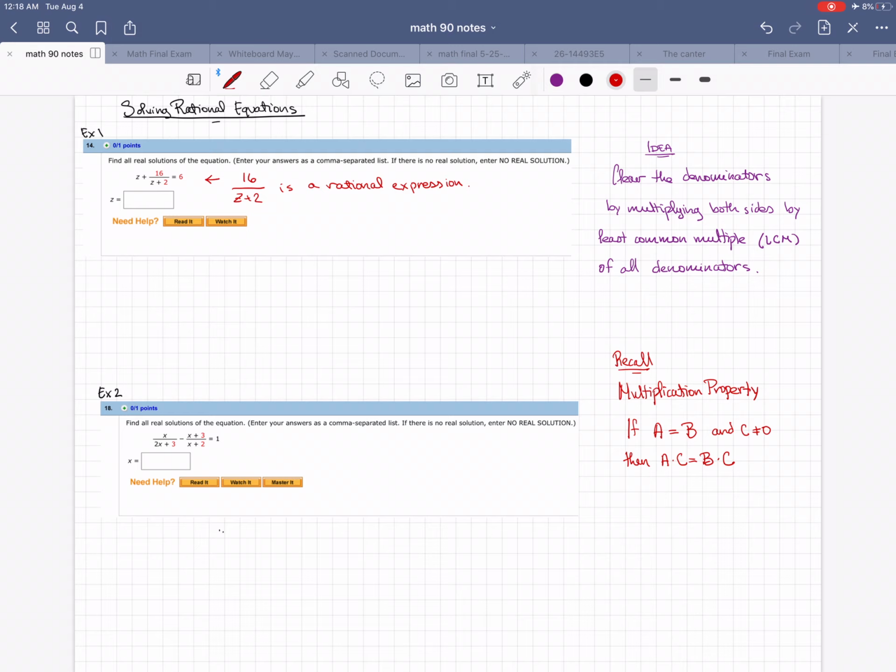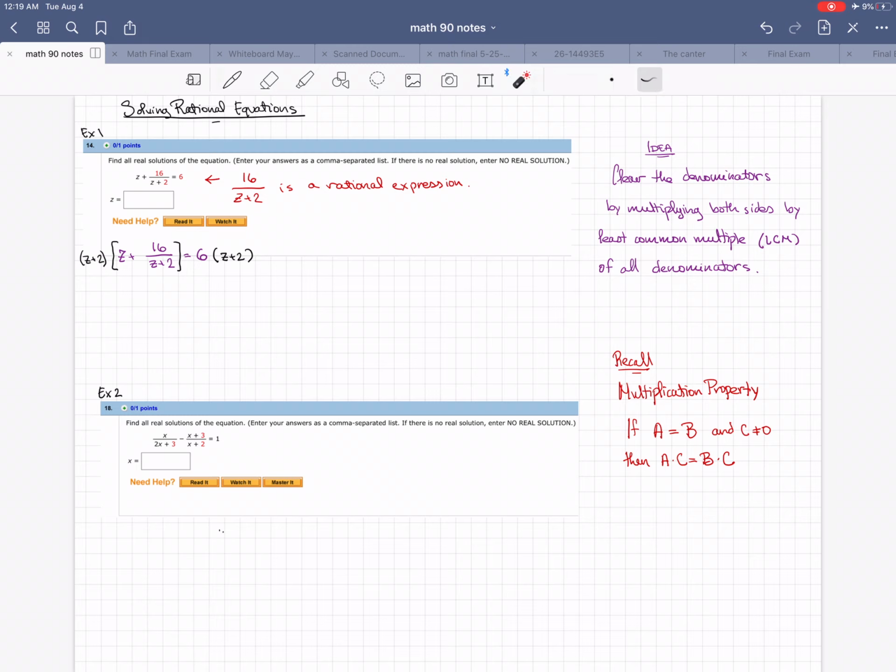So let's go ahead and start, and let's see how this pans out. So I'm going to go ahead and recopy this problem here, just so we have plenty of space. And like I said before, since we only have one denominator to worry about, we're going to go ahead and multiply both sides by it. And I'm going to preemptively do something. I'm going to say, you know what? I'm multiplying both sides by z plus 2.